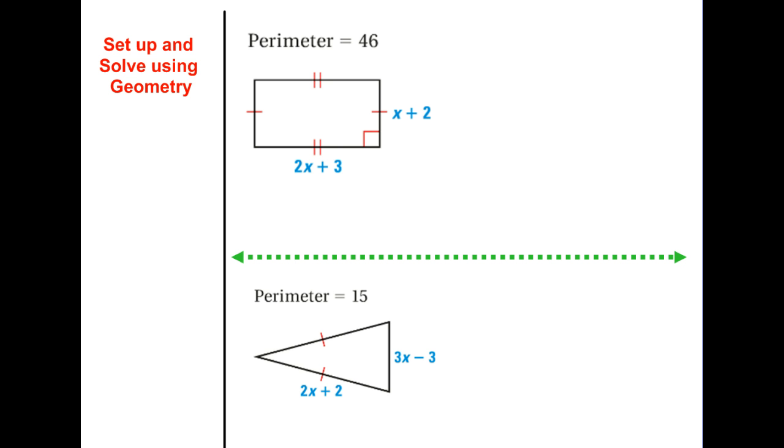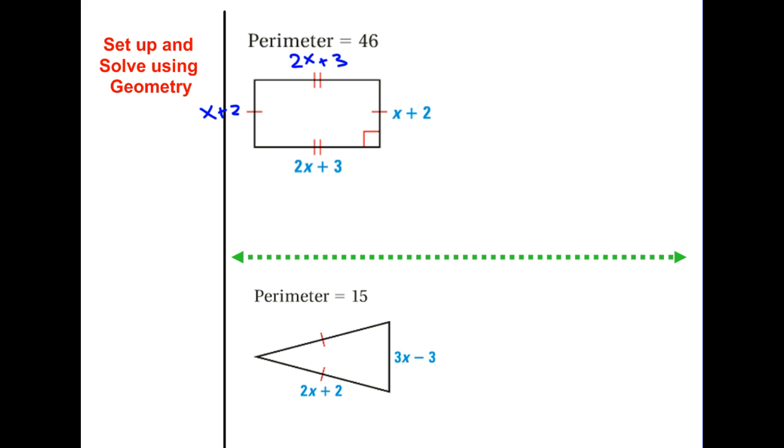All right, let's talk about perimeter. If we know the perimeter of a rectangle, that's a rectangle because opposite sides are congruent and there's a 90-degree angle there. So we know that it's a rectangle. We know the opposite sides are congruent because it shows with the 2 marks there. So this is 2x plus 3 as well, and this is x plus 2.